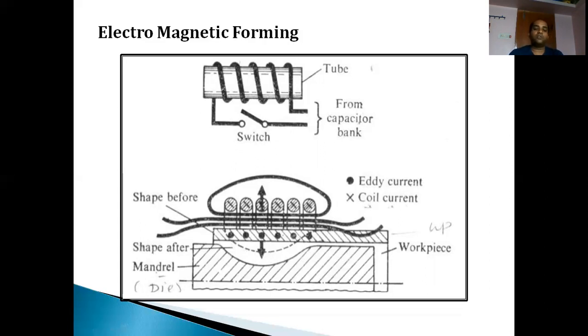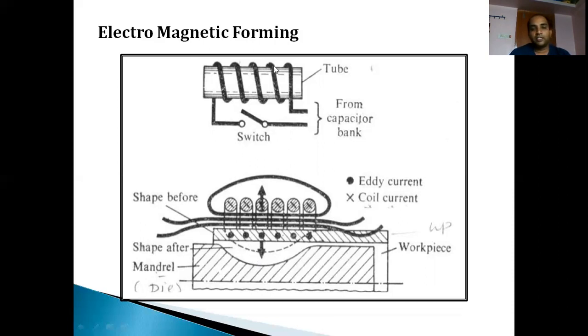In the previous case, for electro-hydraulic forming, I told that with the help of electric energy developed, we get a pressure pulse for the deformation. But here we are taking the help of a magnetic field developed, which is responsible for deforming the workpiece material. So let us see how it is happening here.